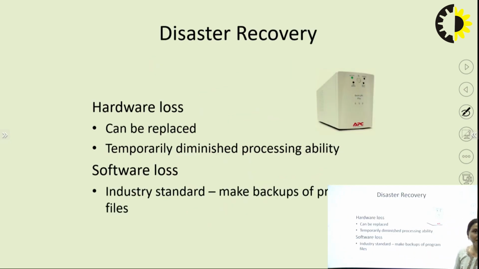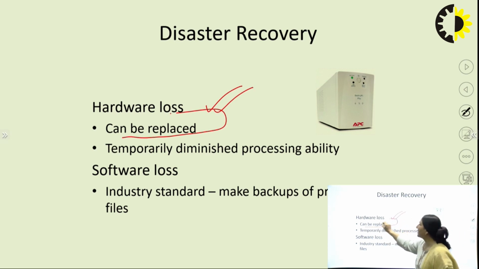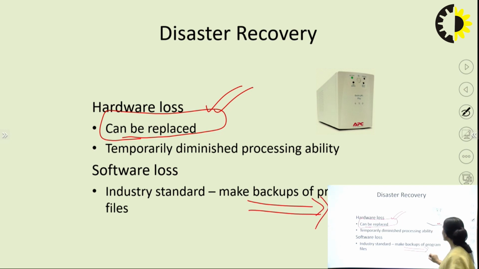Then again, disaster recovery. How will we be able to recover if any type of disaster occurs? There can be any type of hardware loss. That hardware loss can be replaced, with proper replacement of any hardware if it occurs, though there may be temporarily diminished processing ability. What about when there is any type of software loss? Industry standards make backups of the program files. As I told you, proper backups of the files need to be done, regularly and systematically.